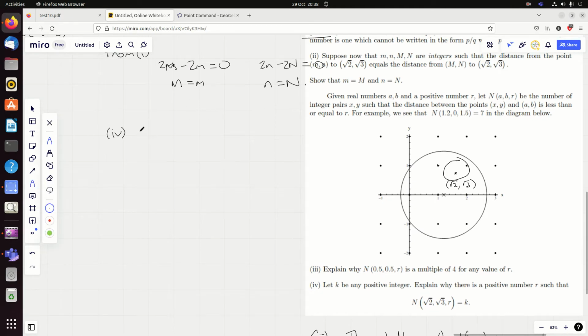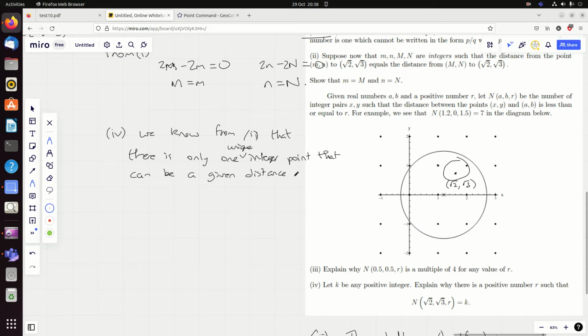So I'm going to say, well, we know from part 2, sorry about the handwriting, that there is only one unique integer point that can be a given distance from the point root 2, root 3. That's what we really proved.